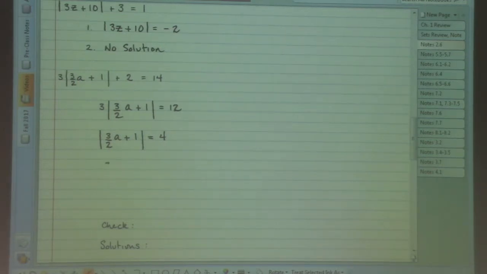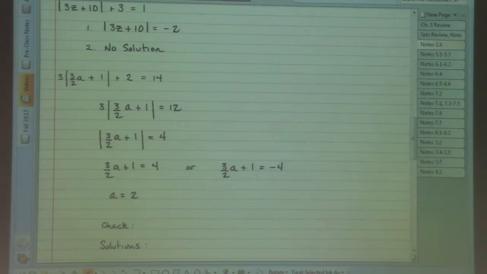We have the stuff inside the absolute value bars that could have originally been the wrongly convicted +4, or we have the stuff inside the absolute value bars that could have been the rightfully convicted criminal -4. And so now we have these two separate equations that we would want to work through and solve. Subtracting 1 and then multiplying by 2/3, we would get a = 2.